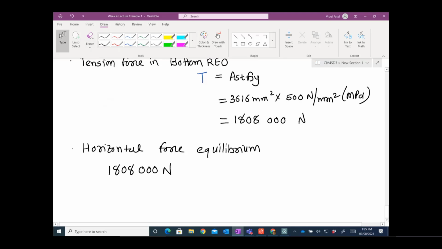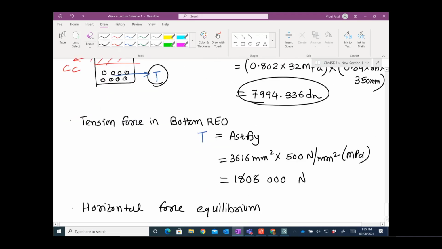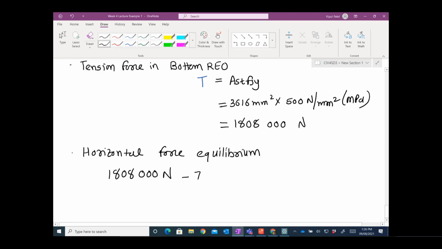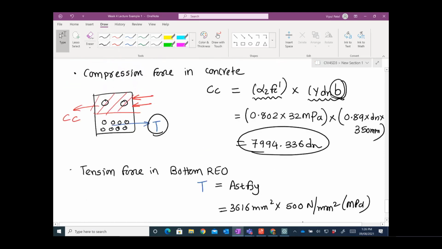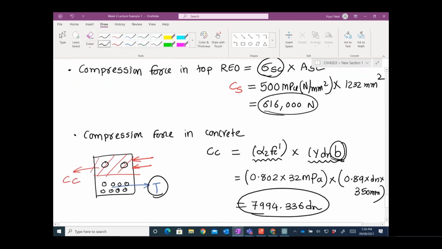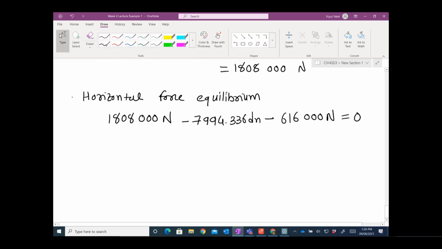1,808,000 Newton positive, going left to right. These are two negatives. Let's say this concrete one, compression force, negative 7994.366 dN, and let's say there is another compression force, which is not right, but let's try it, 61,600 Newton, equal to 0, right? So what happens here? I have three forces.